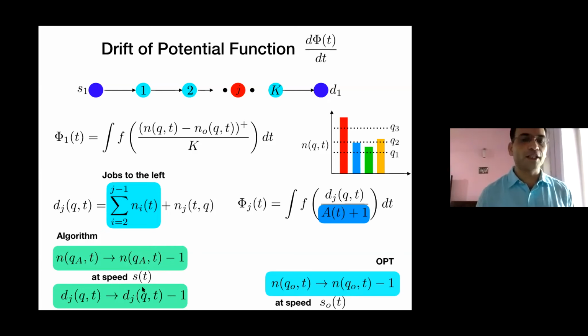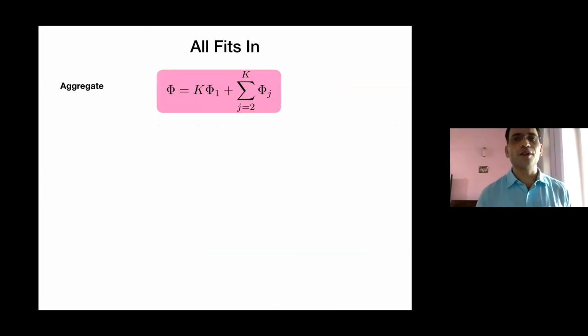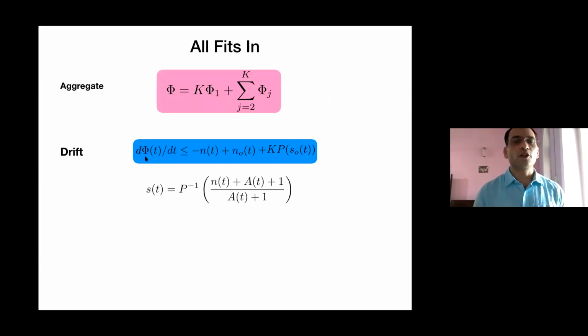So the algorithm changes the potential function in so many terms, which are essentially given by a of t of them, while the OPT changes only one of them. You put it together, and what you show is that the total drift is at most given by the total number of jobs in the system plus the total number of jobs the OPT is carrying. This is the magic part, that somehow it is able to capture what the OPT is doing, plus k times the power the OPT is spending. That's what the drift term looks like after you do all the computations.